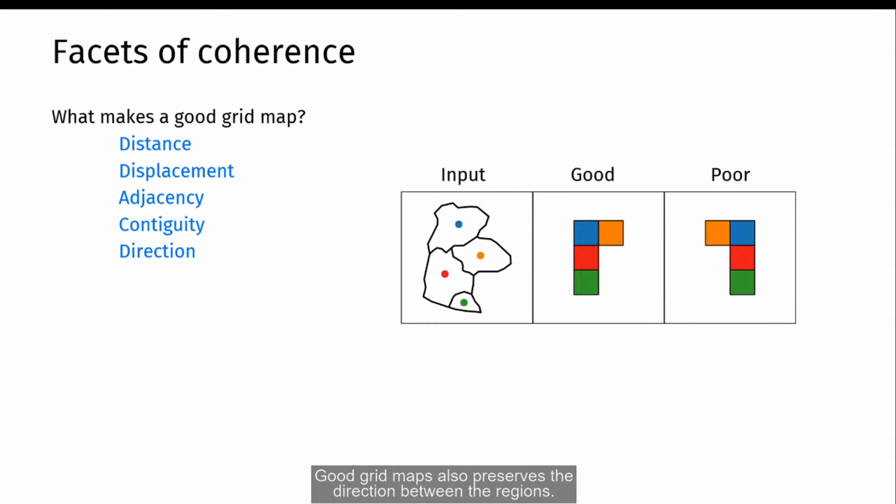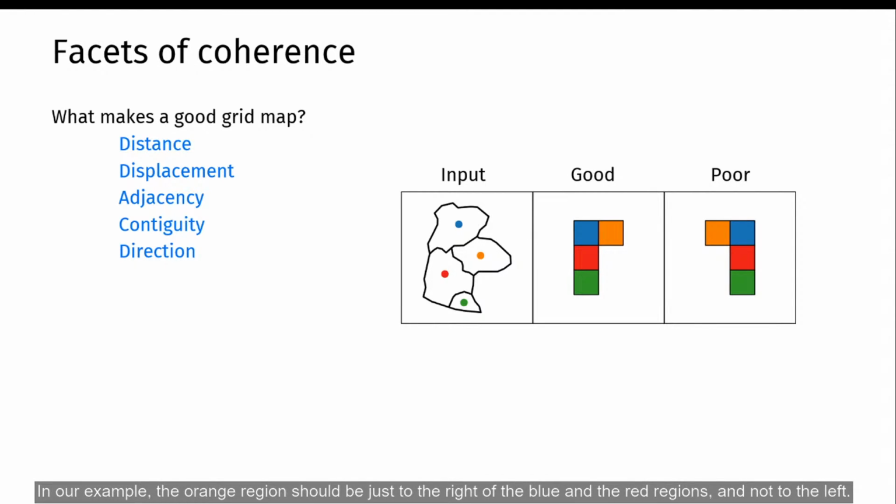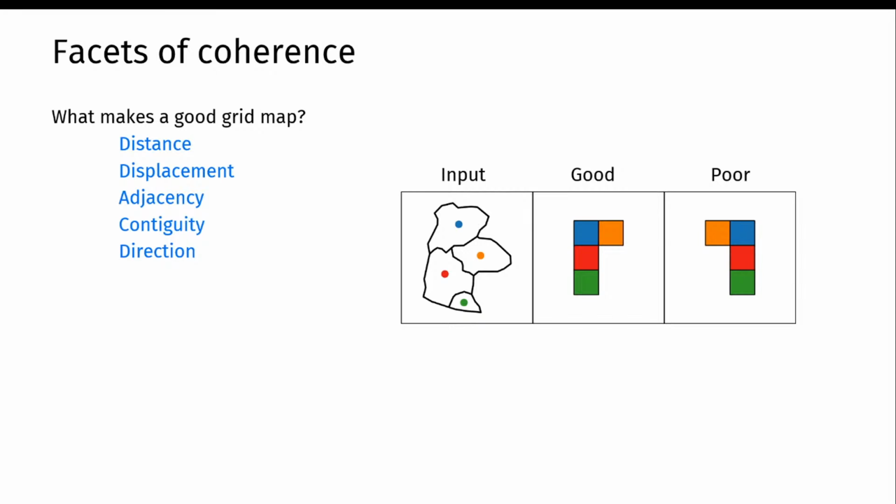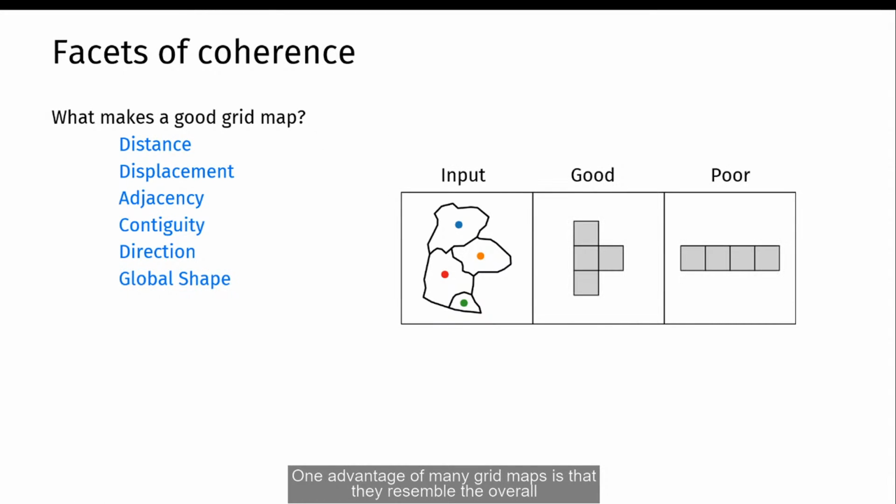A good grid map also preserves the direction between the regions. In our example, the orange region should thus be to the right of the blue and the red regions, and not to the left. One advantage of many grid maps is that they resemble the overall appearance or global shape of the input region. This helps a viewer to identify the region of interest more easily. In this example, the input has a rough T-shape, and this should be present in the grid map as well.